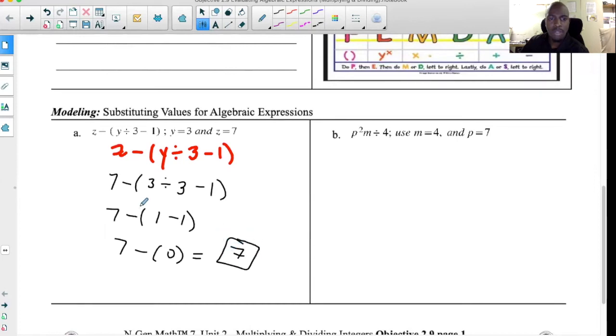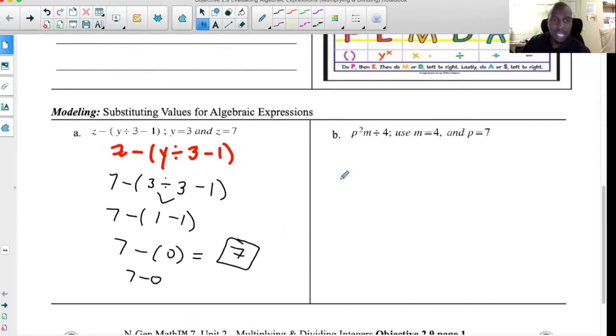Okay, I'll do that again. 3 divided by 3 gives me 1. 1 minus 1 gives me 0. Now that I'm done with parentheses, I can get rid of the parentheses here. I can just make it 7 minus 0. I don't even need parentheses anymore. Okay, we know 7 minus 0 is just 7.